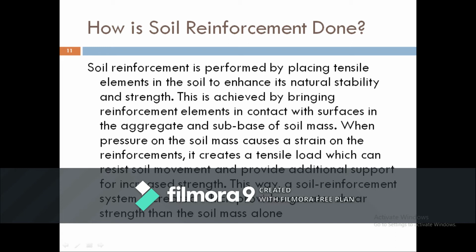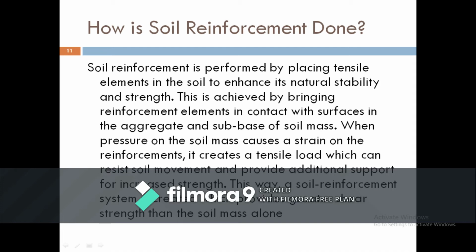So how is it acting? Once any particular pressure is created on the soil mass, strain is created in the reinforcement. When strain is created, what happens? It creates a tensile load. This tensile load will resist soil movement and create additional support for increased strength. This way, a soil reinforcement system is created which provides greater shear strength than the soil mass alone.